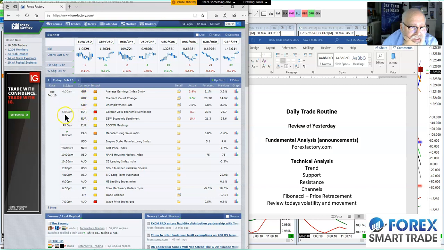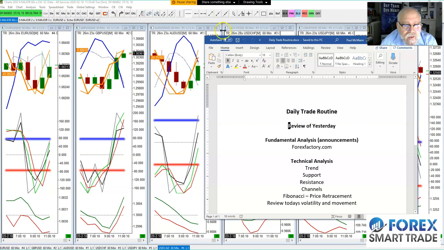And today, all I see is something that happened this morning at 5 a.m. our time in Europe. So the effect of this has probably already passed, since we're at 6:30. And tonight, Australia is announcing the wage price index. Anything that we're going to trade, I would expect to be closed by this time, so we don't need to really worry about it. So with that, let's go and start. Let's start our analysis.